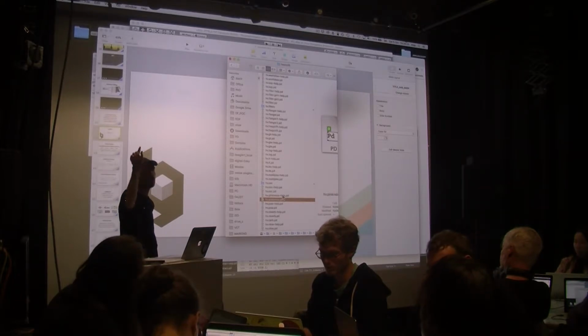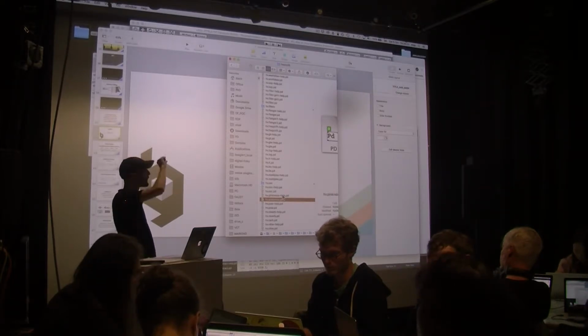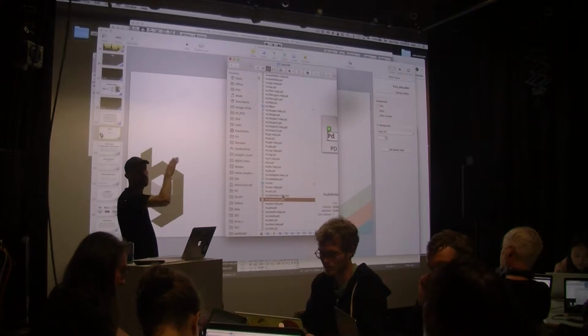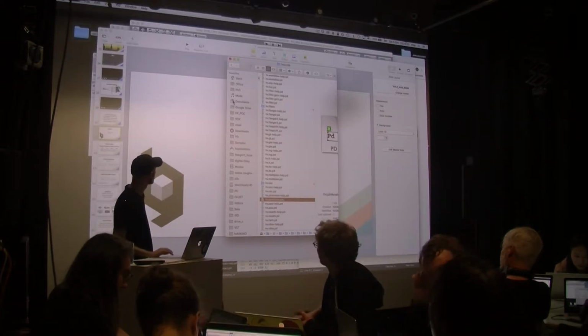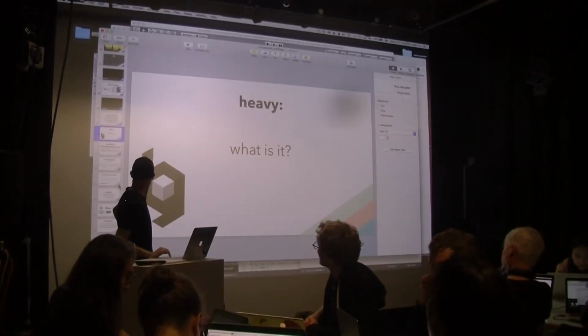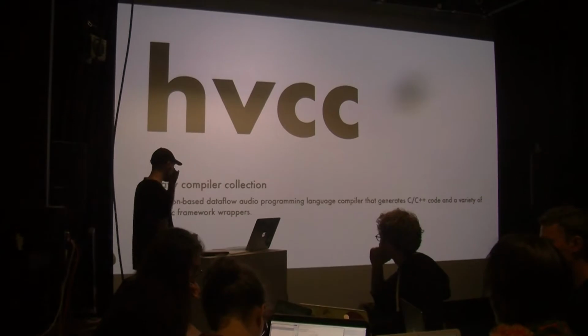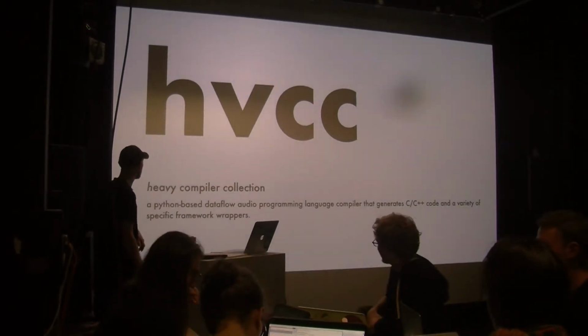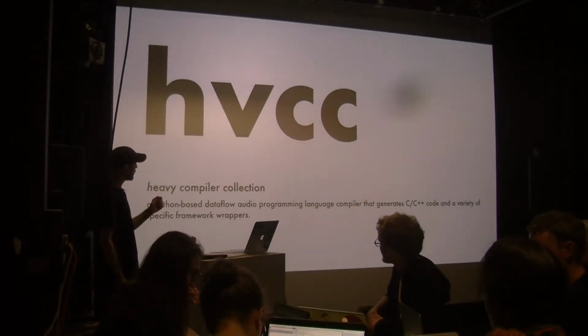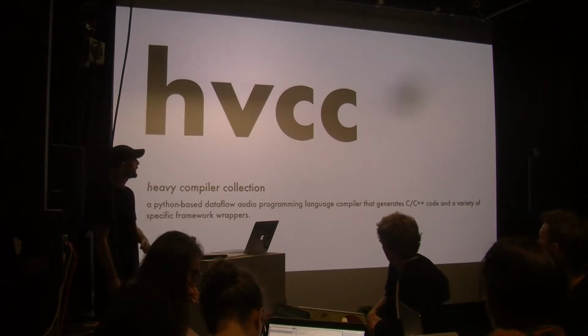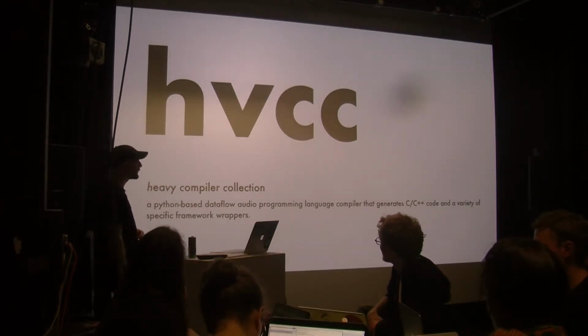Next to Heavy CC, the compiler collection, there's also HeavyLib, and HeavyLib is a collection of PD objects. The reason this is all possible is because of Heavy CC. It stands for Heavy Compiler Collection, and as it says on the GitHub page, it's a Python-based data flow audio programming language compiler that generates C or C++ code and a variety of specific framework wrappers.